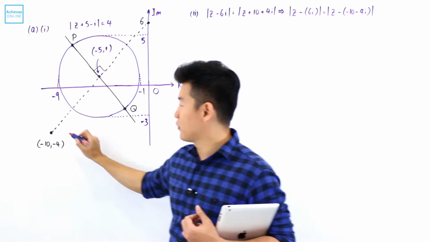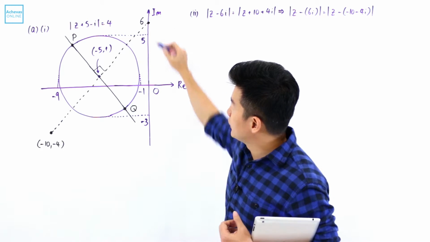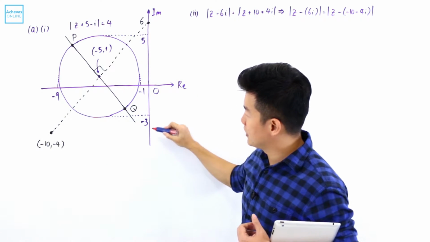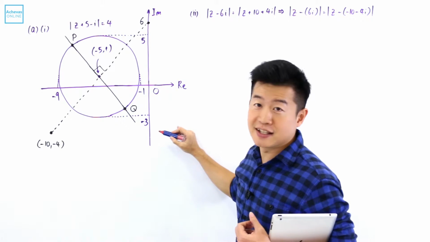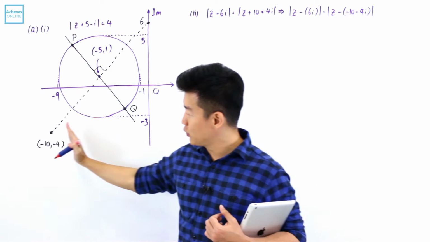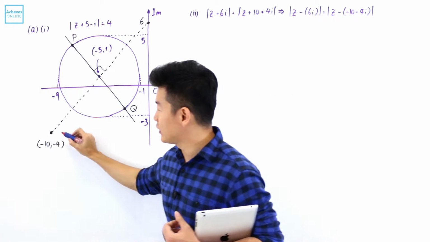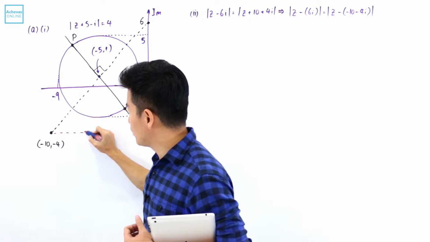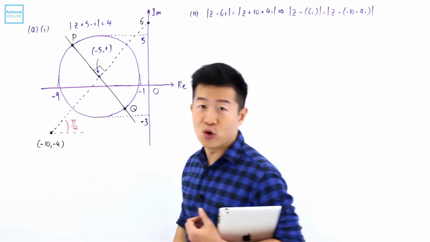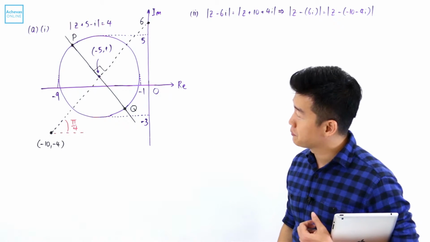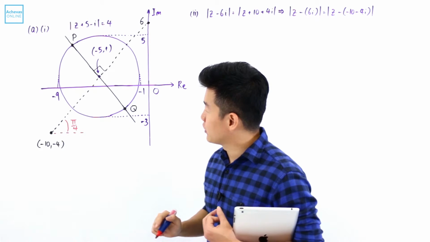To do that, first of all, look at this big triangle over here. The distance from here all the way to here is from 6 all the way until minus 4, the distance is 10. And from here all the way until here, the distance is also 10. 10 and 10 tells me that this angle has got to be equal to pi over 4, 45 degrees. And I'm going to make use of two right-angled triangles.